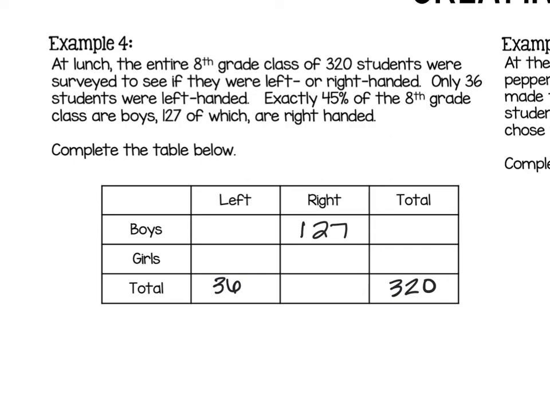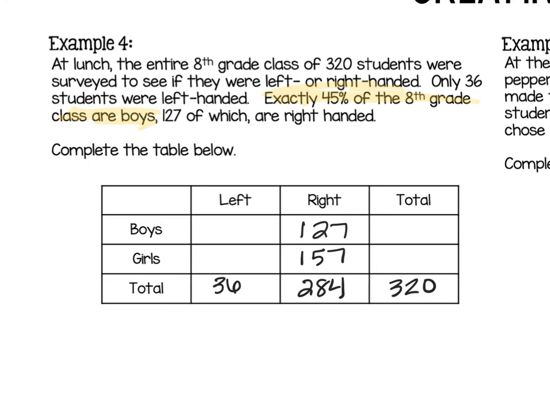So I can use marginal frequencies to figure out the total number of right-handed students. So there are 320 total students. 36 of them are left-handed, which means that 284 of them have to be right-handed. Of those 284 students, 127 of them are boys, which means that 157 of them have to be girls. Now I'm going to have to use the percentage that they gave me, 45% of the 8th grade class are boys, to help me finish out some of the rest of this table.